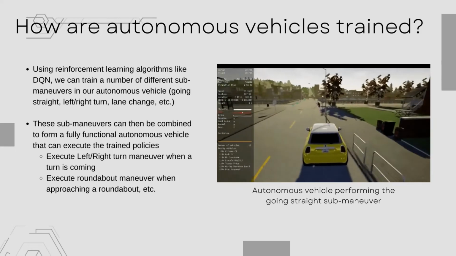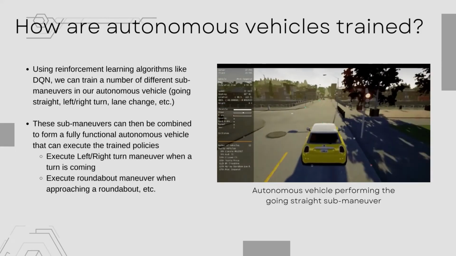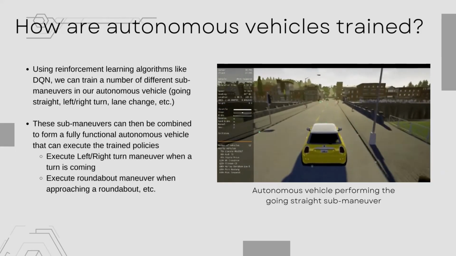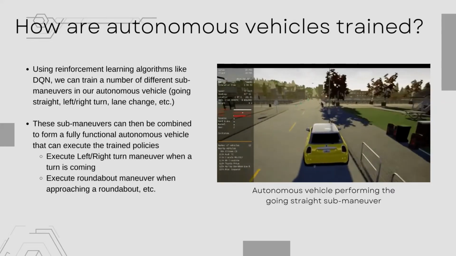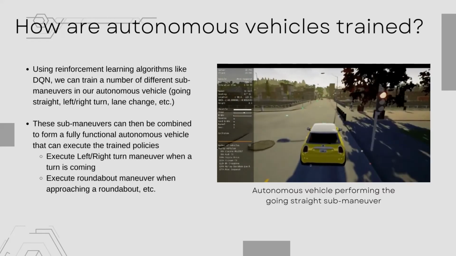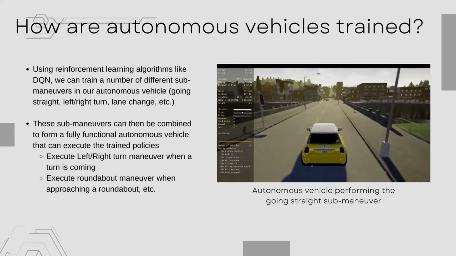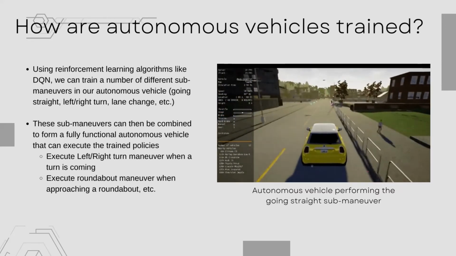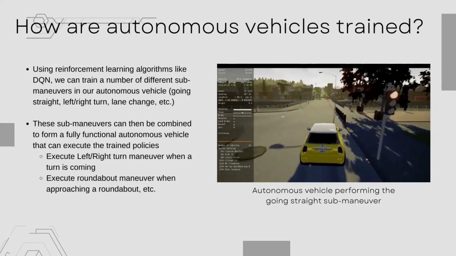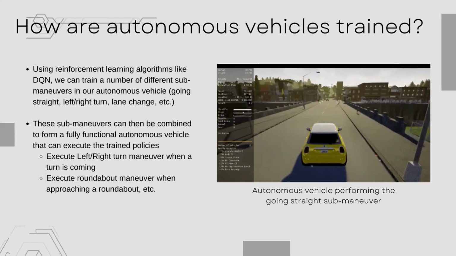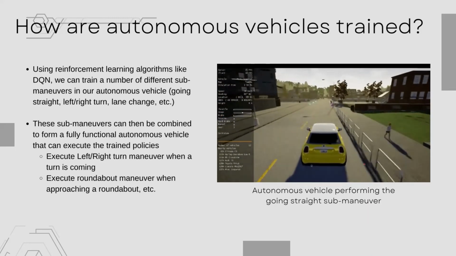Vehicle maneuvers in real life are incredibly complex and convoluted, which makes training a model for all situations very difficult. Hence, a solution would be to train different simple maneuvers or policies using different models and then implement these models when the need arises. These sub-maneuvers can be trained by reinforcement learning algorithms like deep Q networks, as discussed.